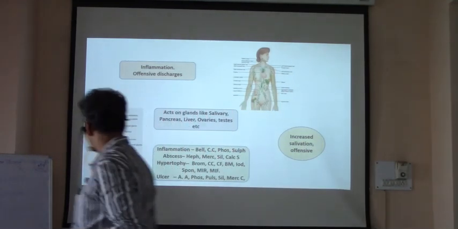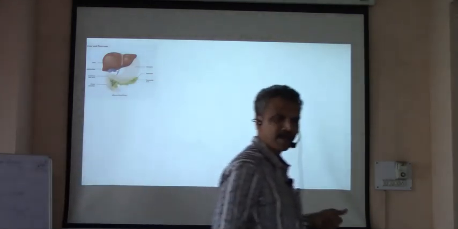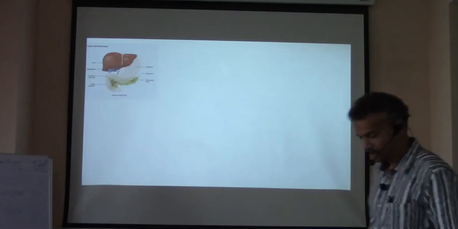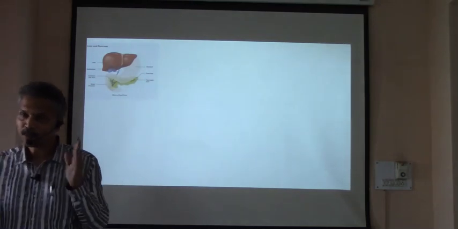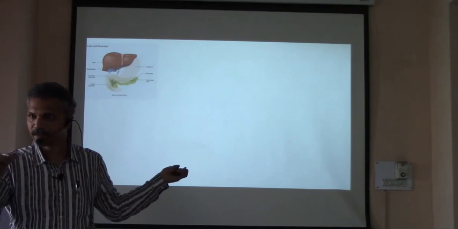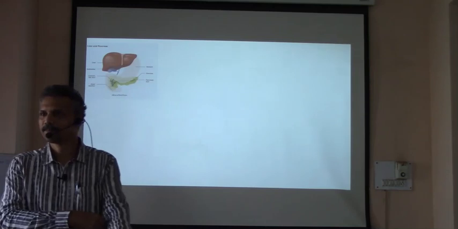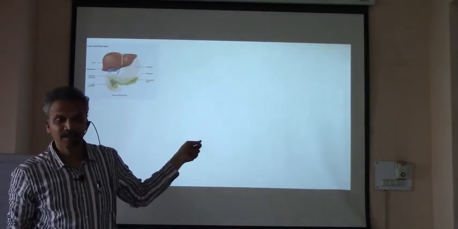This is something we already discussed, acting on the salivary glands, it will cause more of increased and offensive salivation. Now, the other gland which you already named is liver. Any quick inputs, which are all the Merc group of remedies which can have an affinity for liver? First question, what will Merc do acting on liver? Or why do you feel Merc has an action on liver? Very important.